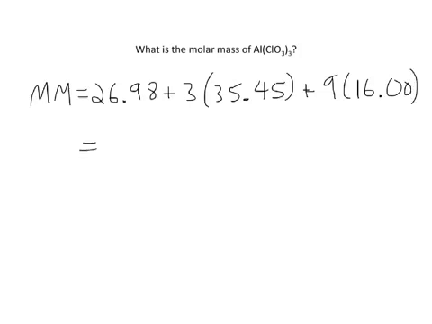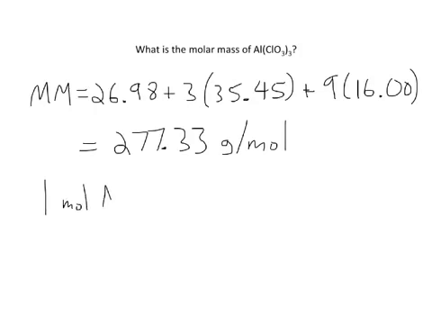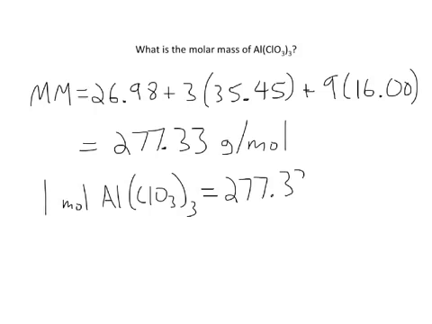When I add that up, I get a molar mass of 277.33 grams per mole. Or I could rewrite that as 1 mole of aluminum chlorate has a mass of 277.33 grams.